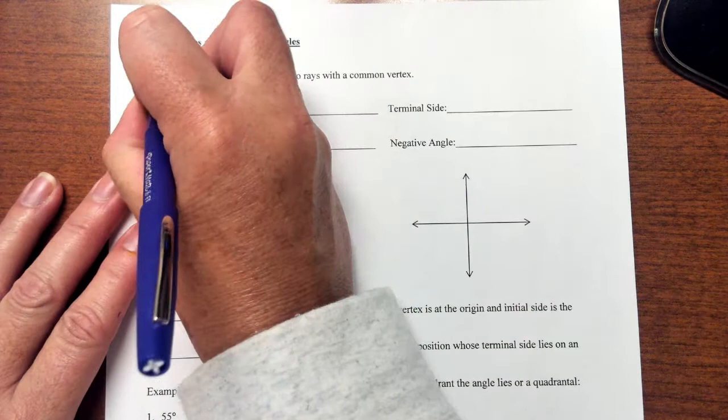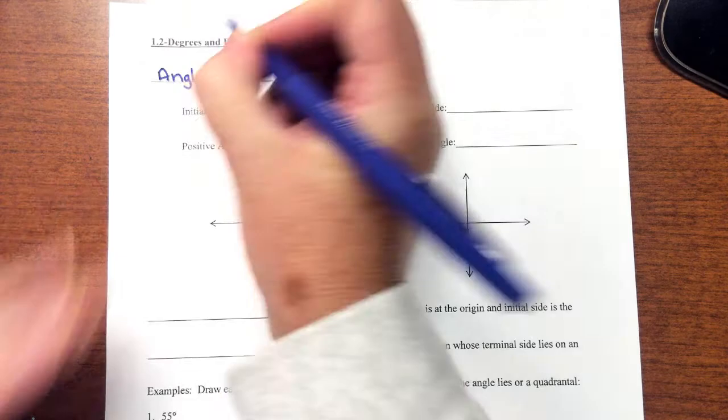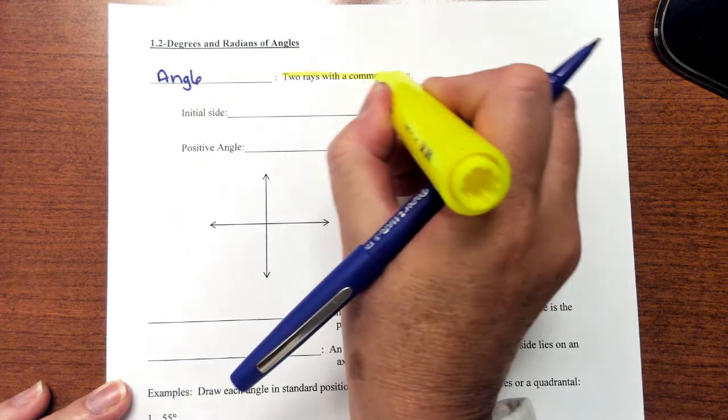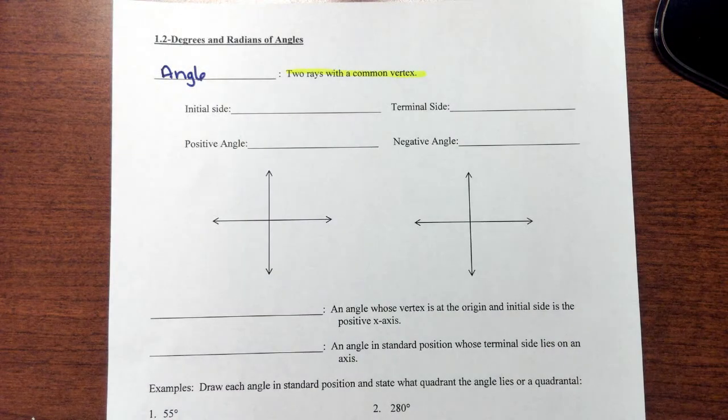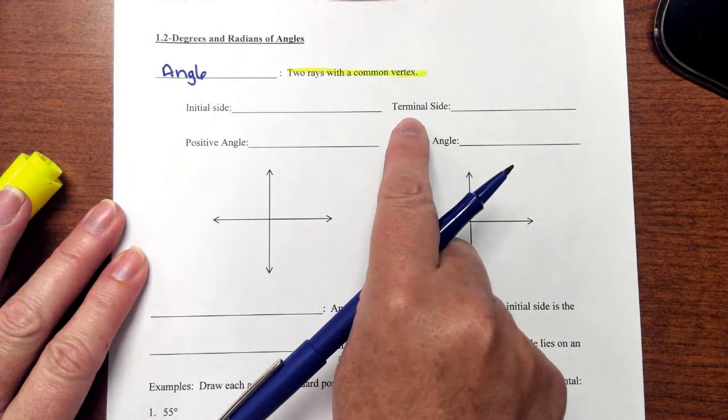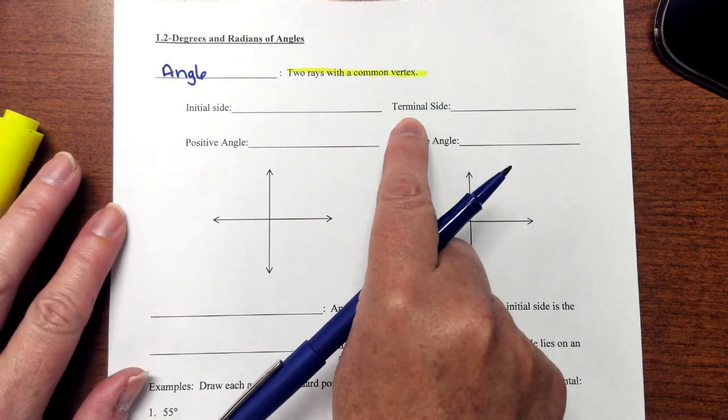So just to review, remember an angle consists of two rays and it has a common vertex. So if you remember, that's what composes an angle. When we look at angles in our coordinate plane, the rays have special names. The initial side and the terminal side are the two special names we give the rays.